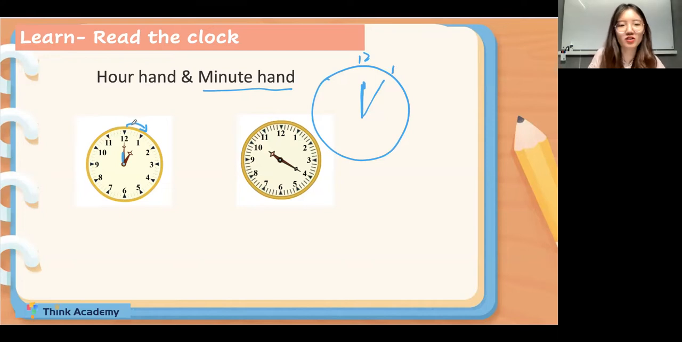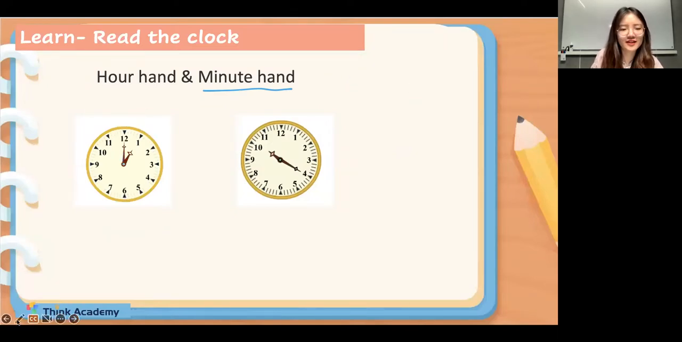Now let's see this clock. When we see the clock, we need to read the time. For the first clock, do you know what's the time? Can you type in the chat box? Actually, we need to know the hour hand will be the shorter one, right? In the clock, the shorter hand will be the hour hand, and the longer hand will be the minute hand. Very well done.